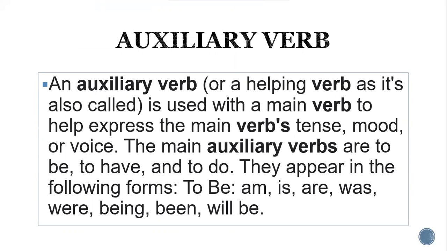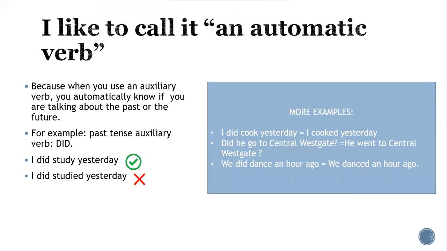Remember, we talked about auxiliary verbs and that I like to call it an automatic verb because an auxiliary verb is used when you're talking about the past tense or future tense. And once you add your auxiliary verb, I automatically know if you're talking about the past or the future. The most common auxiliary verb for the past simple is did. So an example of how to use it in a sentence, I can say I did study yesterday. So once I have my auxiliary verb, it means that the next verb should be V1. I cannot say I did studied because the auxiliary verb is like my automatic verb, which means the next verb has to be V1.